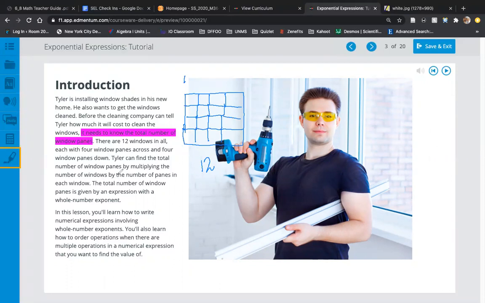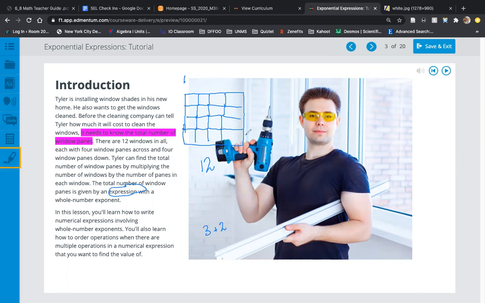So it says the total number of window panes is given by an expression, right? An expression is just when I write math out. So I could say something like, 3 plus 2. That's a mathematical numerical expression, right? With a whole number exponent. So we're gonna get to that in a second, right?